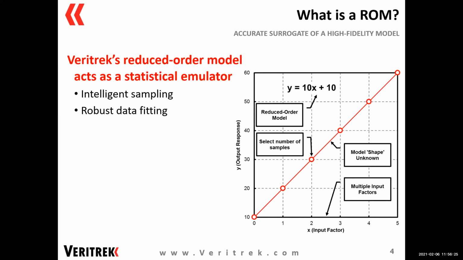Except with Veritrek, we're expanding it quite a bit, as you saw in the previous video. We have multiple input factors, multiple output responses, and then the brains of Veritrek is that we're doing intelligent sampling, and we're doing robust data fitting. So typically with spacecraft components, since we're dealing with a radiative environment, kind of a T to the 4th relationship, we have a lot of non-linearities, and so we need a robust data fitting scheme that can handle data that isn't always going to be so nice looking as what we see here. All right, Jake, we can move on.